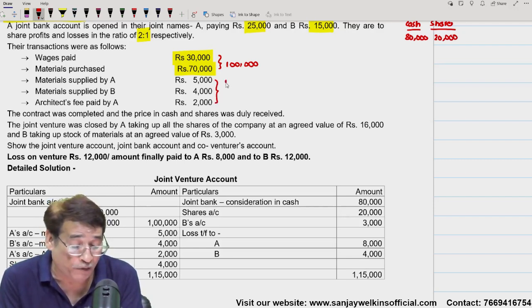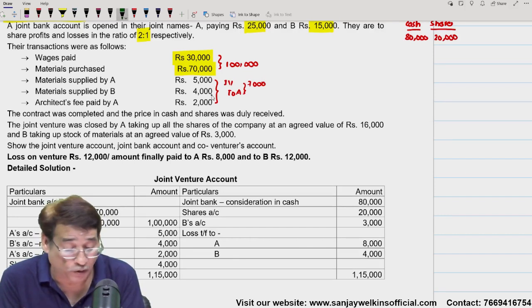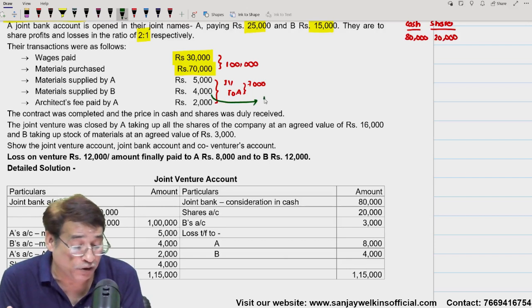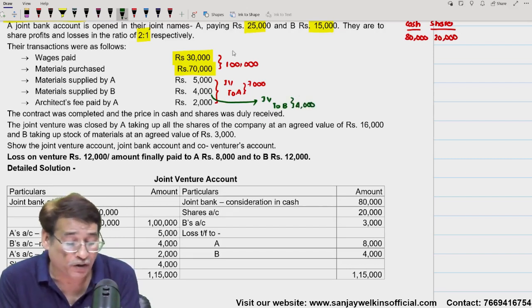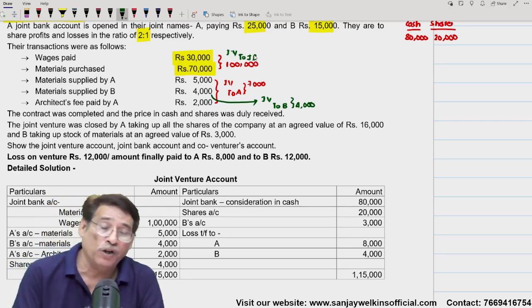So your entry for these two expenses will be joint venture account debit to A account. That is 5 plus 2, 7,000. Whereas for 4,000, material supplied by B, entry will be joint venture account debit to B account. B has incurred expenses. So this is how you are going to pass the entry. Entry for this 1 lakh will be joint venture account debit to joint bank account. So this is how you are going to pass the entry.